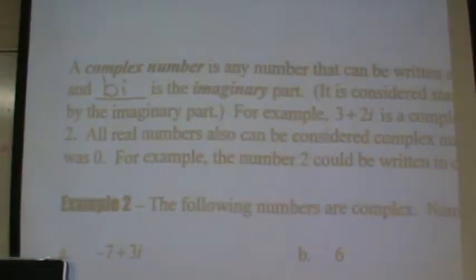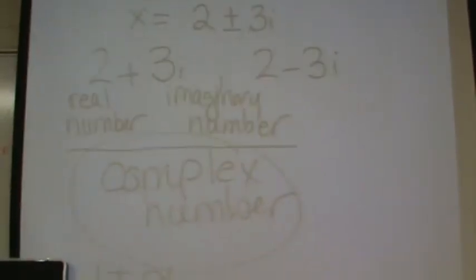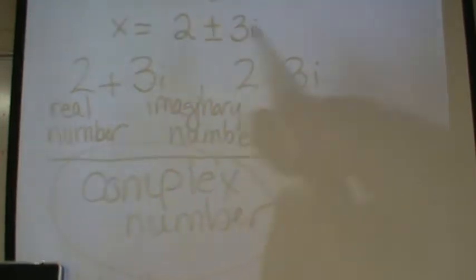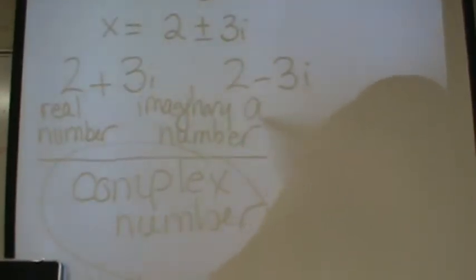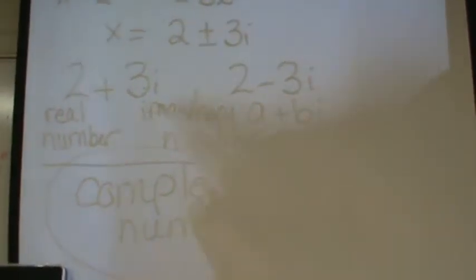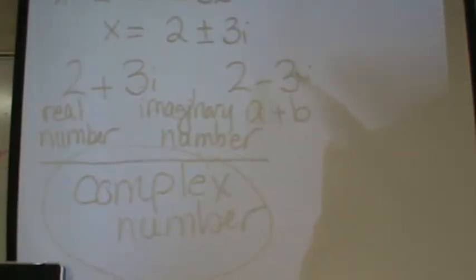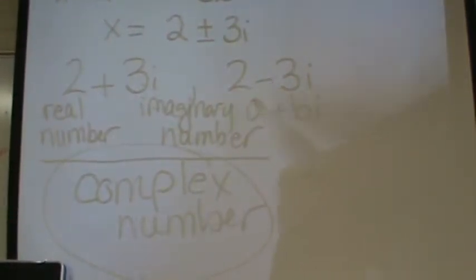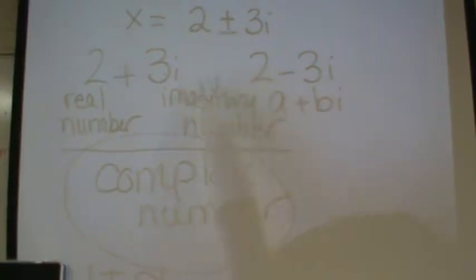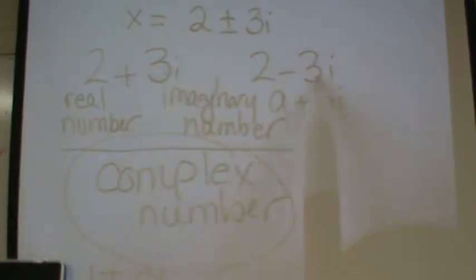So look at my problem I just gave you. I said 2 plus 3i or 2 minus 3i. We're going to write this in the a plus bi format. The a is going to be the 2, and the bi is the 3i and negative 3i. Okay? This is how you will write these answers. This is called standard form. The real number comes first, that's the a value, and the b value is the 3 or the negative 3, and the i is the imaginary number.